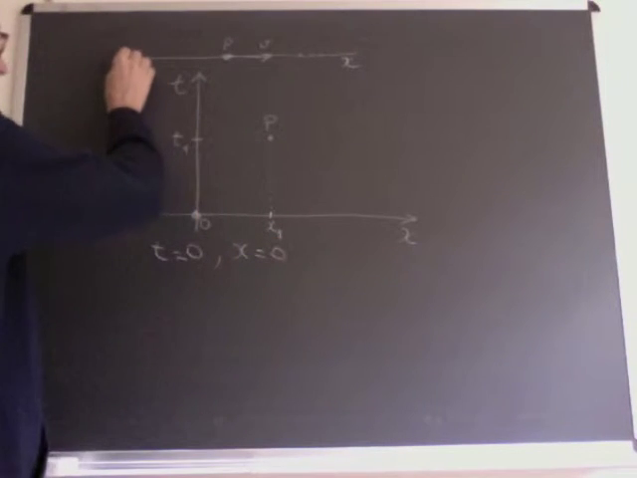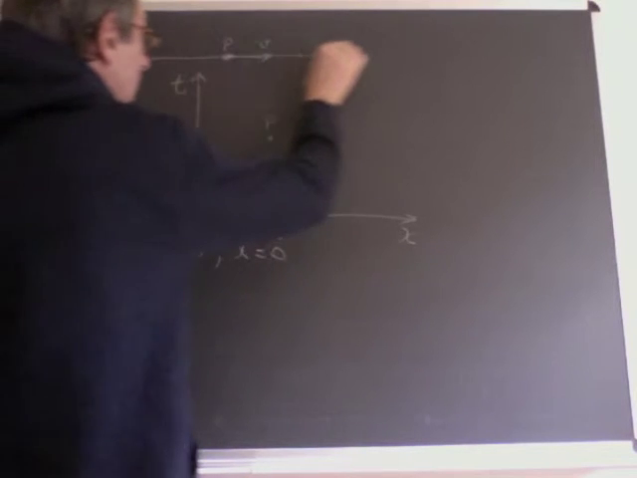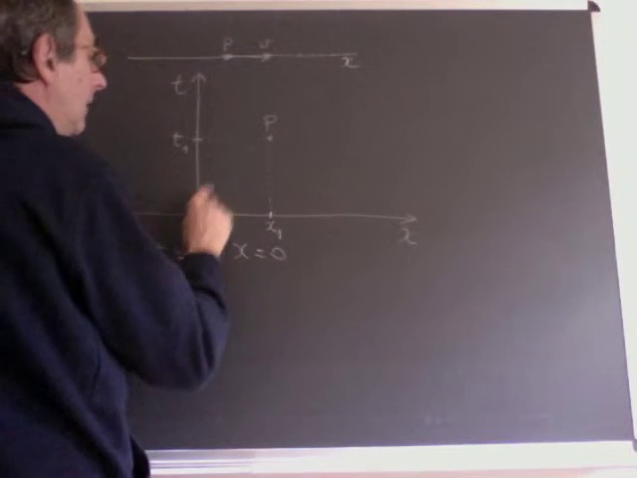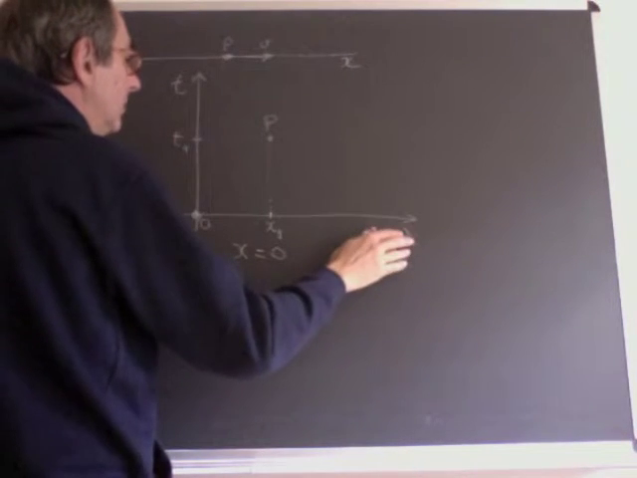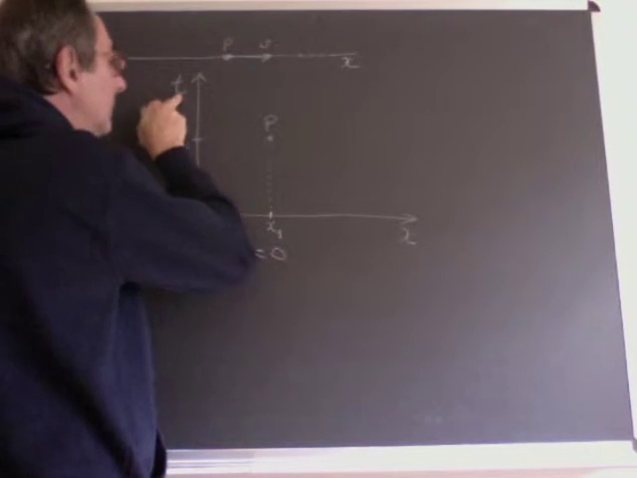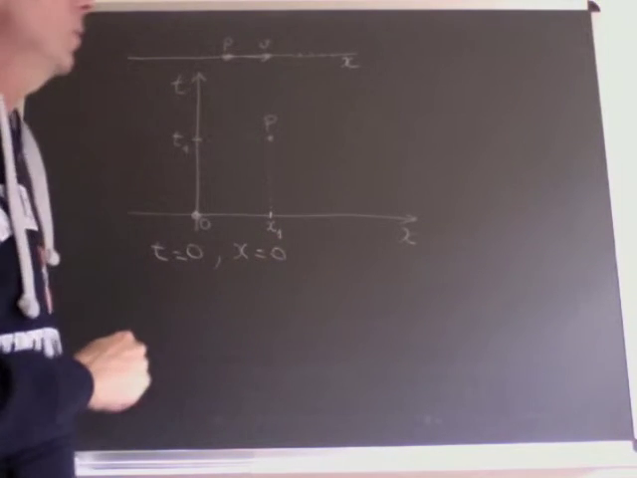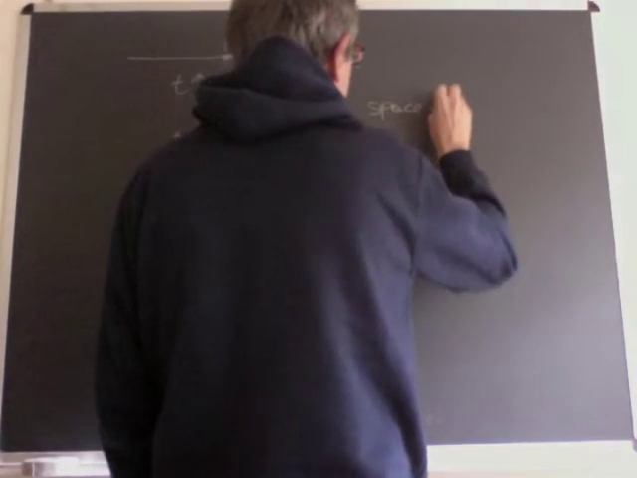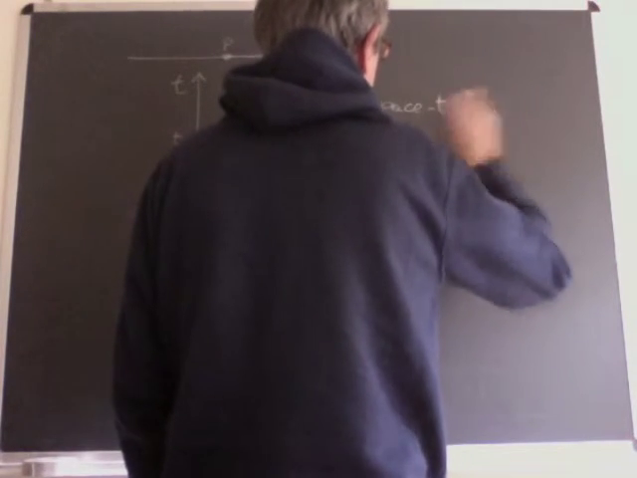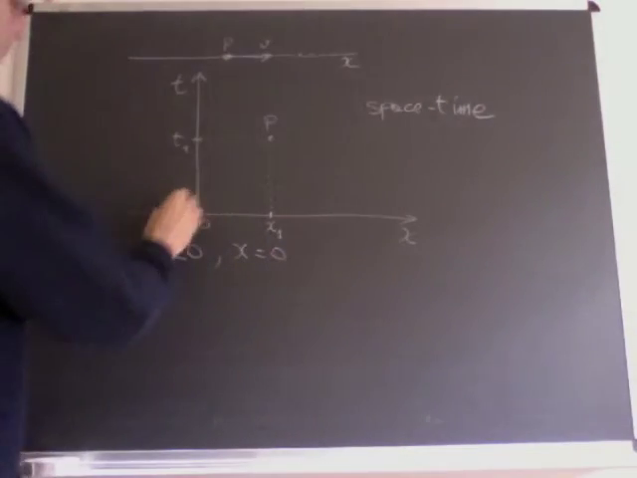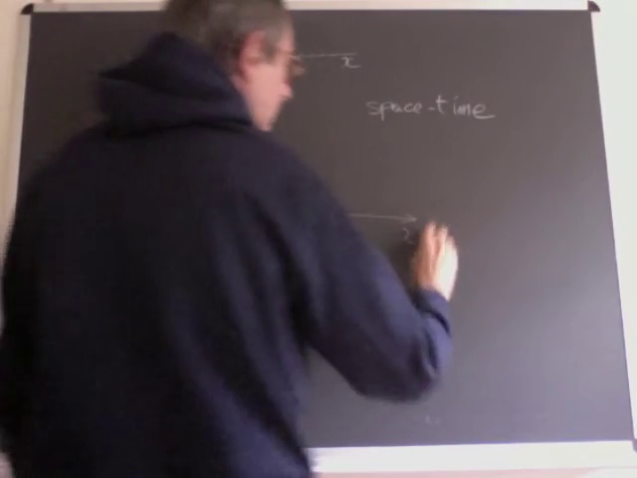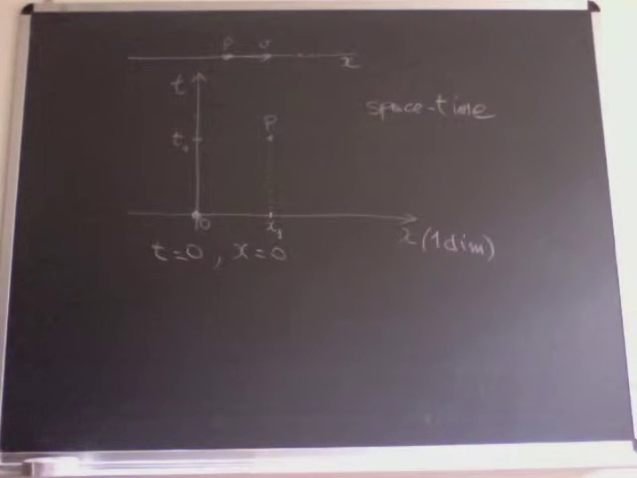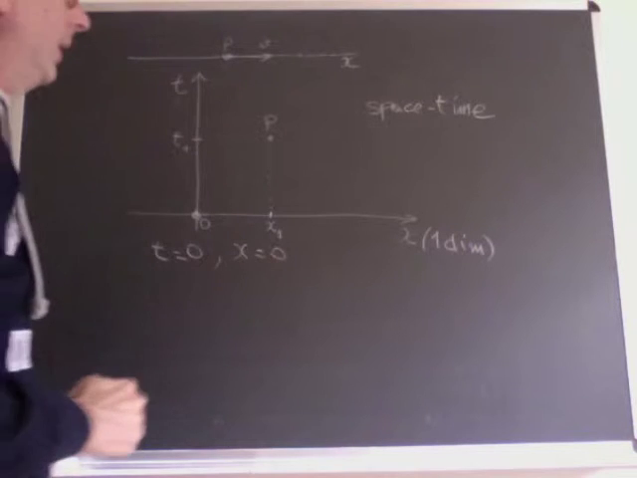Remember that we are considering only a one-dimensional motion along the straight line, and the fact that we have this picture in two dimensions is just because we are considering time as the other dimension. This is the reason why this is called a space-time representation, because we have space, just one dimension, and time.